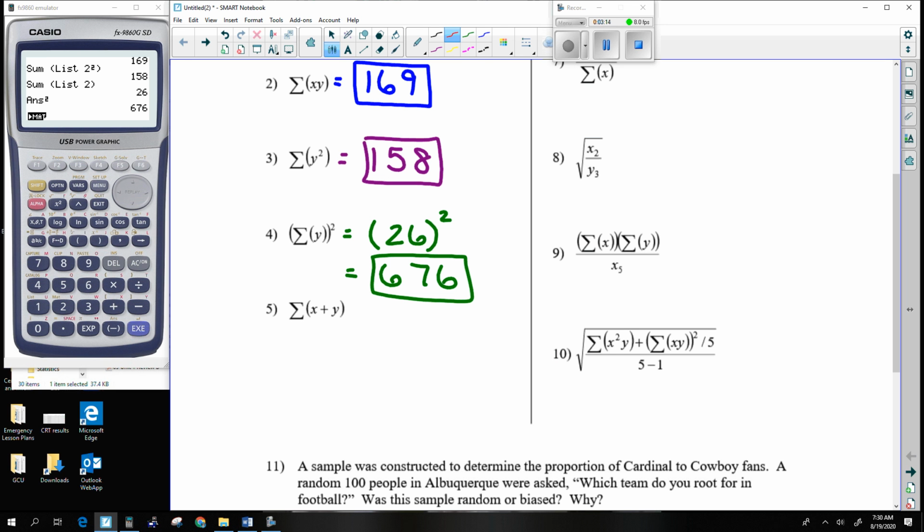Last one on this list is number 5, the sum of x plus y. So the sum of x plus y.